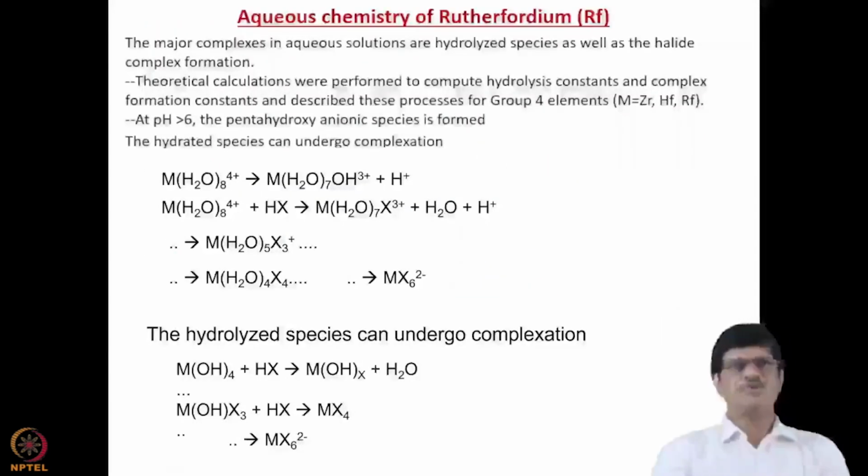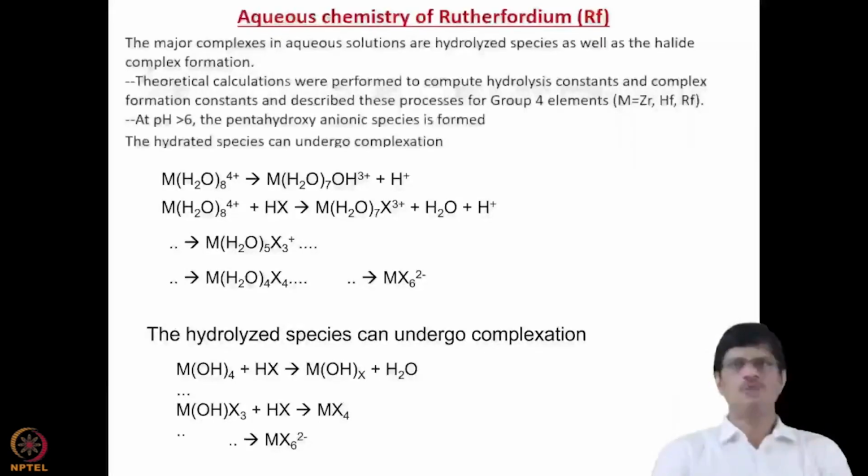Now coming to the individual transactinides, first let us go to Rutherfordium, or element 104. We discussed first the aqueous chemistry of Rutherfordium. The major complexes, as we know, for the actinides and the transactinides are the hydrolyzed species in case of the aqueous phases. So therefore the acidity of the aqueous phase needs to be controlled.